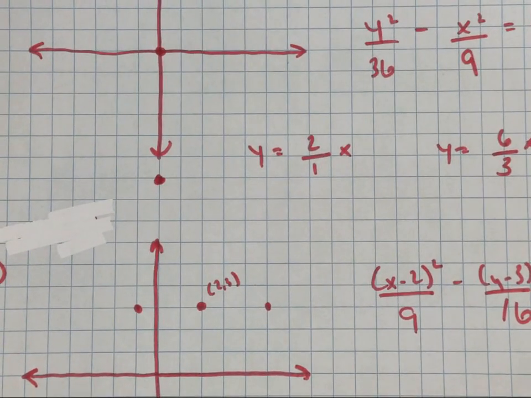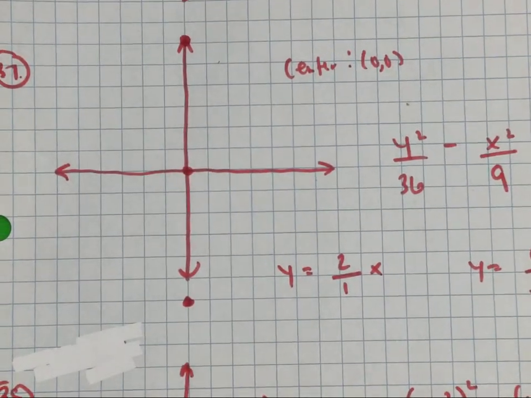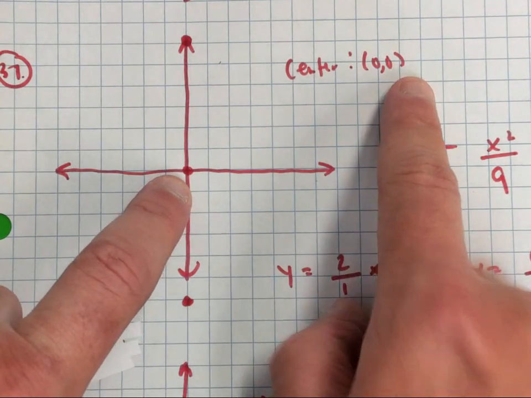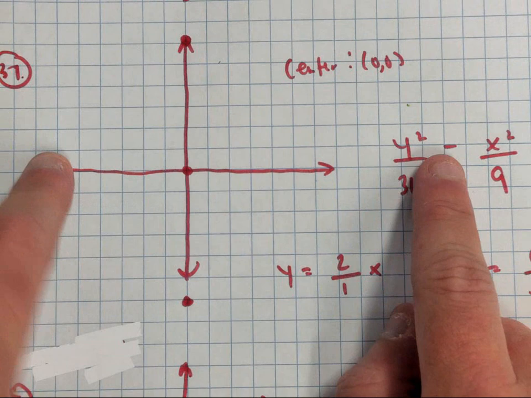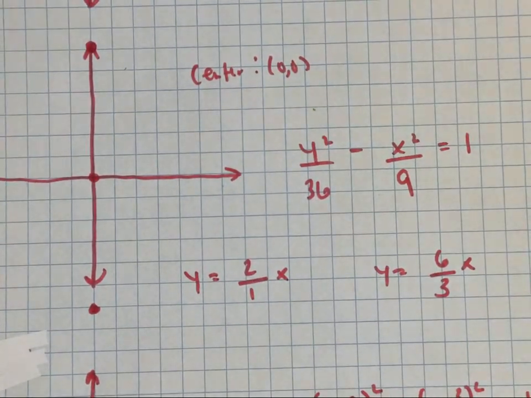All right, number 37. 37 is kind of a tricky one. I won't give you one that's too tricky, but it's still solvable. It says the vertices are 0, -6, and 0, 6. Well, of course, the center is 0, 0. It's on that vertical line, so I know that y is coming first: y squared minus x squared equals 1. Remember, your A value is the distance between your center and one of your vertices. That distance is 6. 6 squared is 36. That's how I arrived at 36 there.